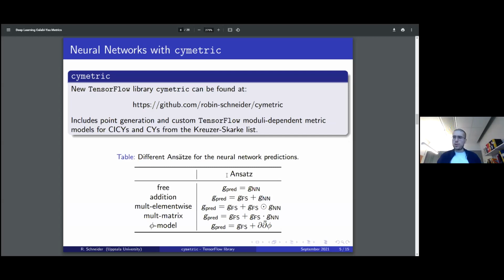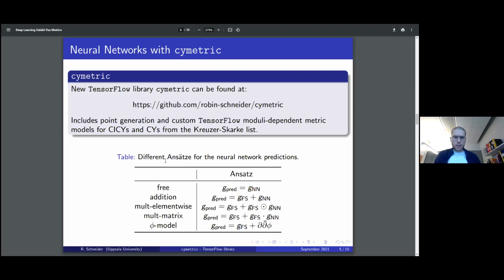So we have different ansätze which we test and which I'll show you later in the talk, using this physical intuition to improve the performance of our neural networks. And in particular, I want to emphasize this phi model here at the bottom, where we take the Fubini-Study metric, which is known and which we can compute analytically, and then we add an exact correction to it of this Monge-Ampère type, and we'll see the performance. This has the advantage that this metric is already going to be Kähler, and also in the same Kähler class as the Fubini-Study metric.